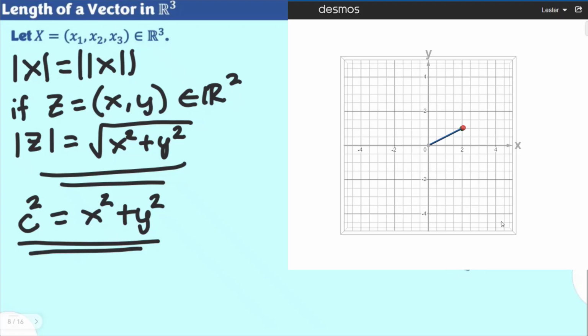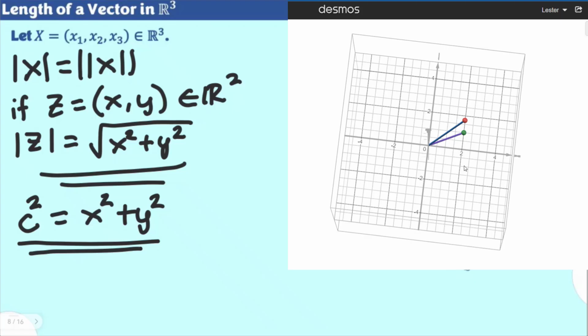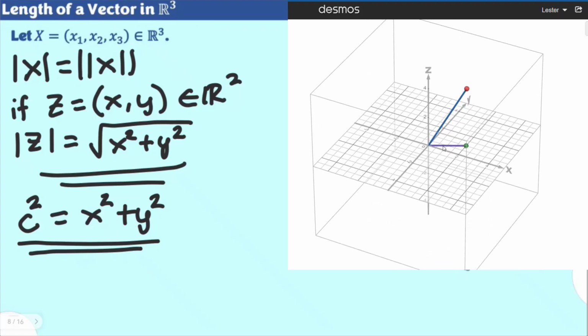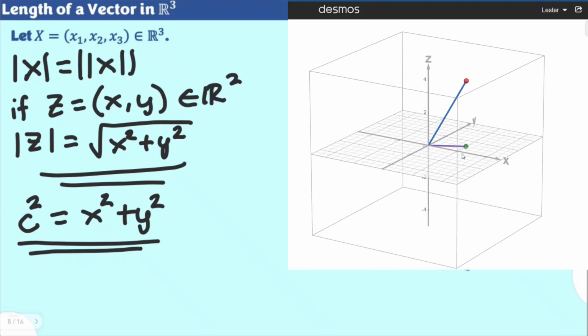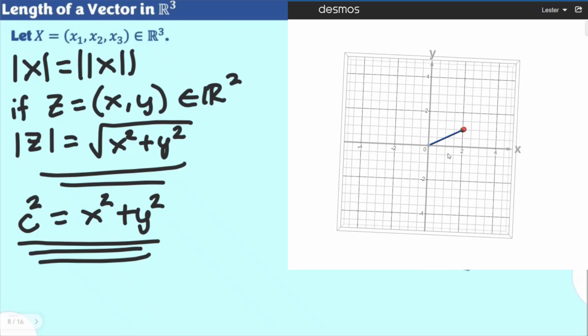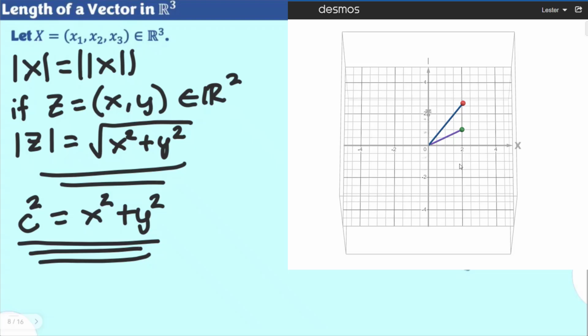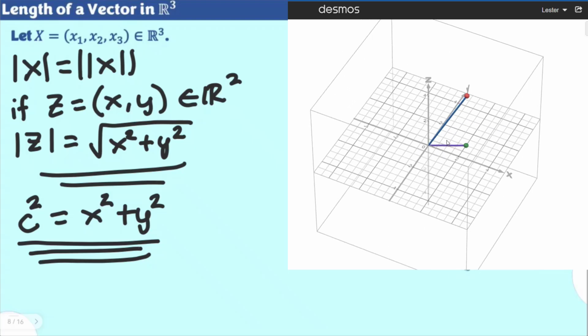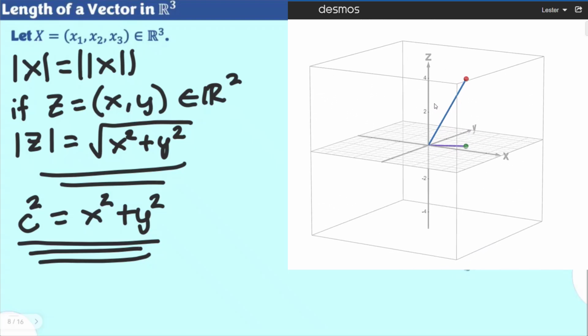Okay, so you would see that the C earlier is actually this purple colored line segment here. This is the C. This is not yet the formula for your vector, because this just corresponds to the reflection of the vector along the x and y plane. Now to complete that, allow me to rotate this in this manner and in this perspective.